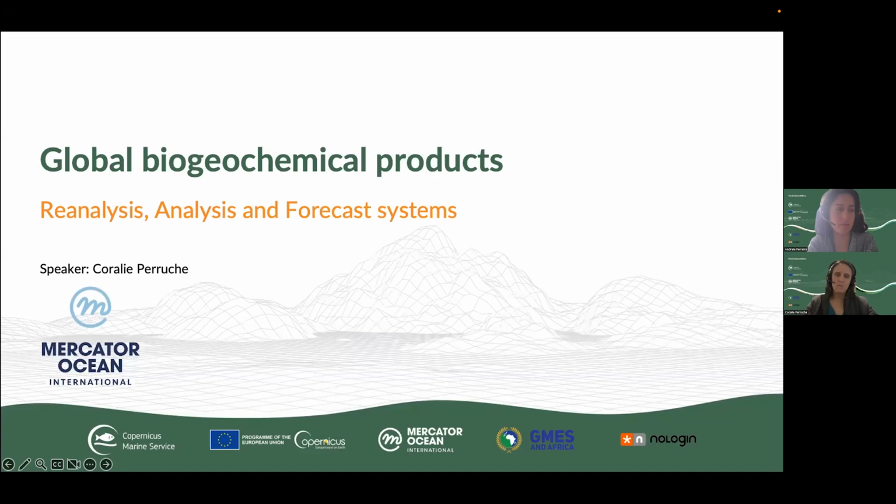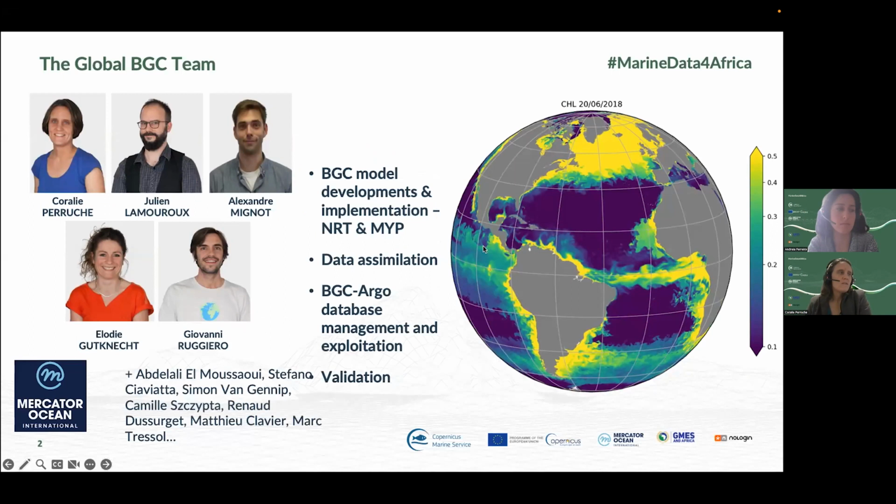So here are the colleagues who are involved in the development of the biogeochemical systems. We work on the model developments and the implementation, both for the near real-time system and the multi-year system. We work also on data assimilation methodologies and on the whole validation process with many observations. And for example, we use the BGC Argo database.